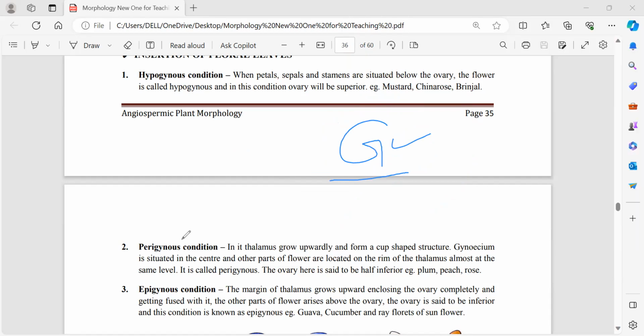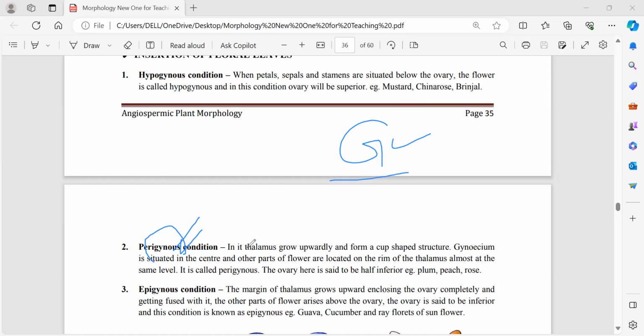Now coming to perigynous. If we take the literal meaning of perigynous, peri means around, gynous means ovary. That is, when floral parts other than the ovary surround the ovary. That is, ovary is at the level of all other floral parts. We call this condition perigynous condition. And how does this perigynous condition look?